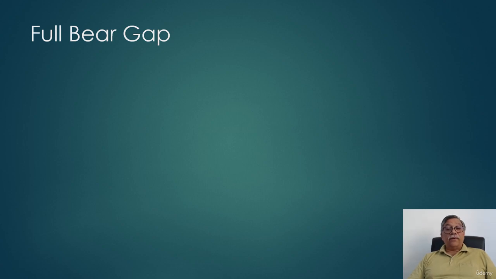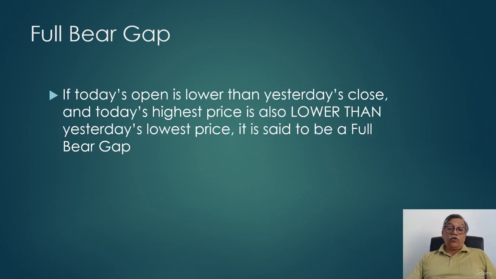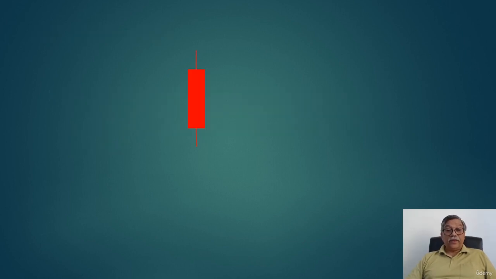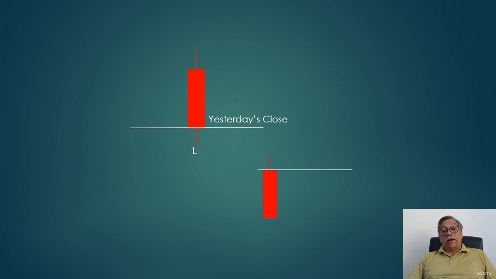Full bear gap. What is full bear gap? If today's open is lower than yesterday's close and today's highest price is also lower than yesterday's lowest price, it is said to be a full bear gap. So this is yesterday's candle, yesterday's close, yesterday's low. Today it opened lower and went down. Today's upper shadow did not overlap with yesterday's lowest price. Full bear gap. That is conventionally called a bear gap. Now we are calling it a full bear gap.